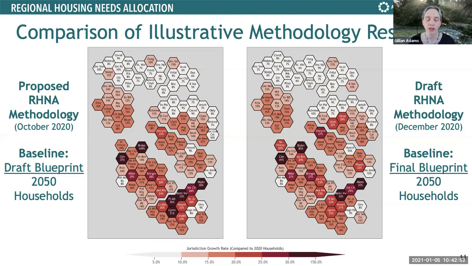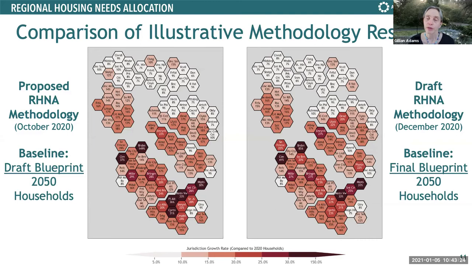The draft methodology results in a higher growth rate for San Francisco and portions of the East Bay, related to some of the revised strategies in the final blueprint that emphasized growth in transit-rich places. The fact that you see a lot of jurisdictions highlighted here speaks to the overall higher housing needs number of 441,000 that the Bay Area must plan for, and the statutory requirement of RHNA that all communities throughout the region do their fair share toward meeting the region's housing needs.